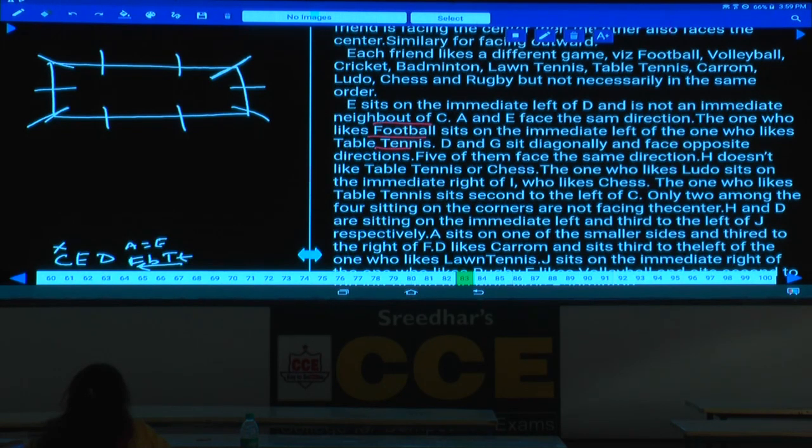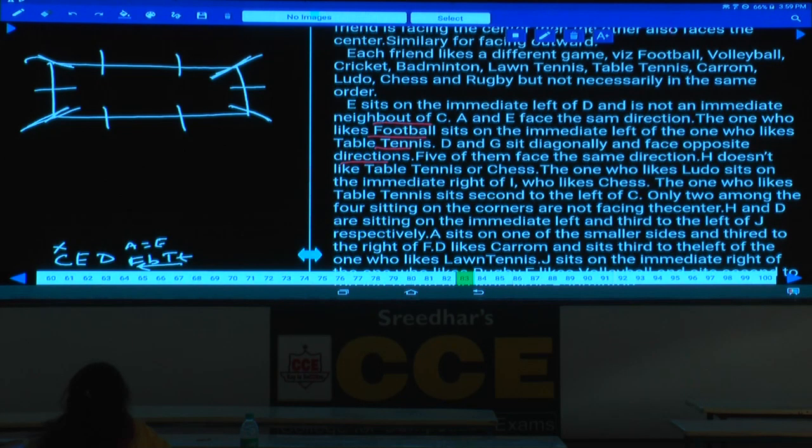D and G sit diagonally opposite and face opposite directions. Now D and G are diagonally opposite to each other. Diagonally opposite means how many different possibilities do we have? Two diagonals. What are those two? This is one and this is the other, isn't it? Hence D and G are diagonally opposite to each other.